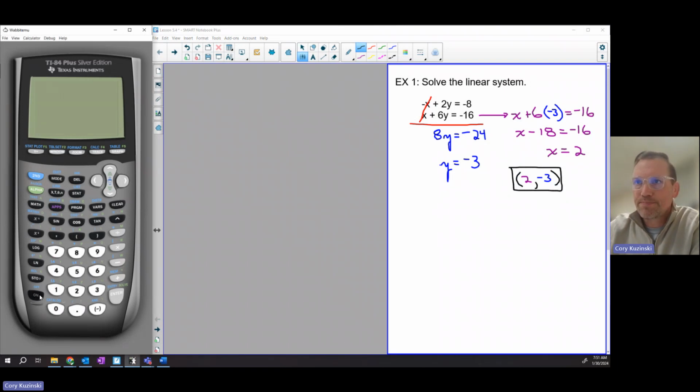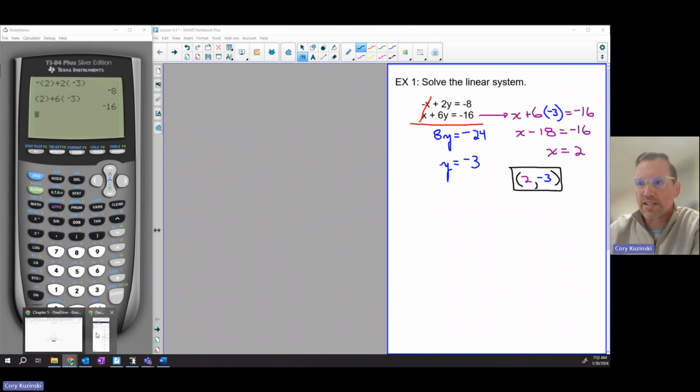All right, so let's go over here to our calculator. Let's check our answer. So our original equation was negative x, which is 2, plus 2 times y. Y is negative 3. We'll hit enter, and this should equal negative 8. It does. And then our second equation is x, which is 2, plus 6y, which is negative 3. And this should equal negative 16. It does. Okay, so we know we've got the right answer.